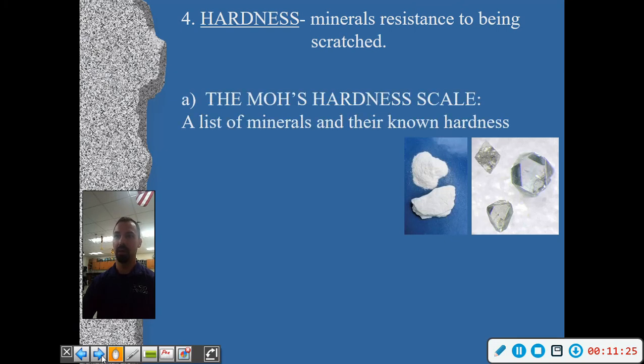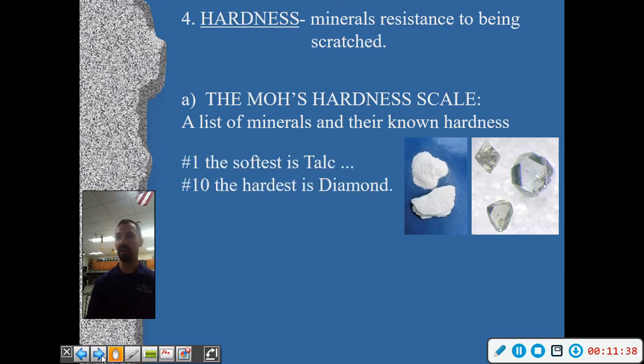So Mohs scale hardness is what we've developed to actually compare minerals. It's a list of minerals and their known hardnesses. The two that come to mind right away are the lowest and highest on the scale. So 1 is the softest, which is talc. Talc is what you guys know as baby powder. When they take the mineral and grind it up, you have baby powder. So very soft. You can actually break it with your fingernail when you scratch it.